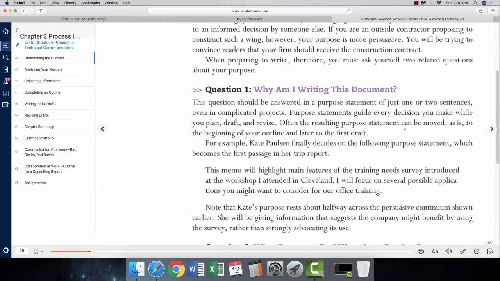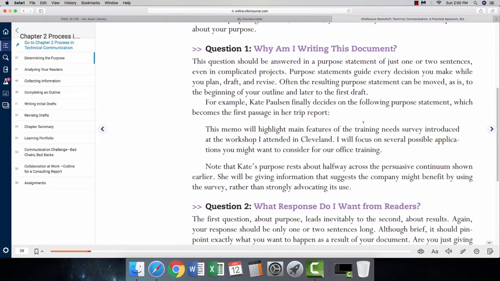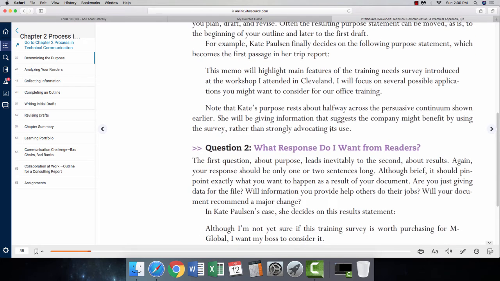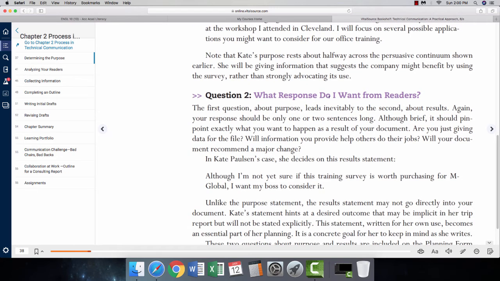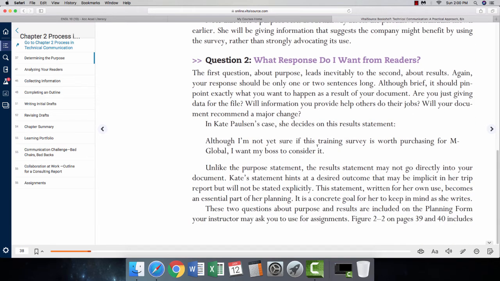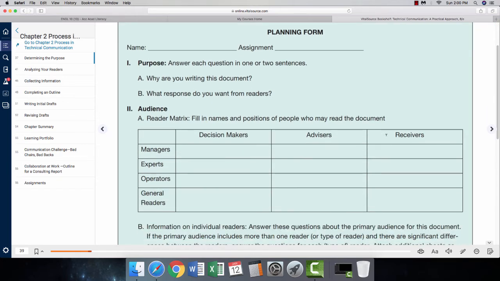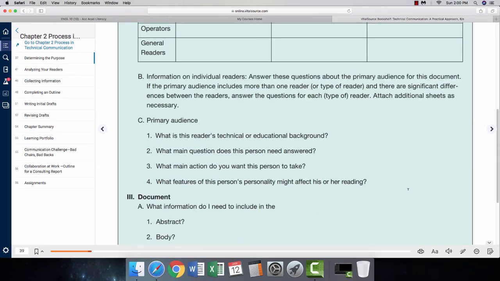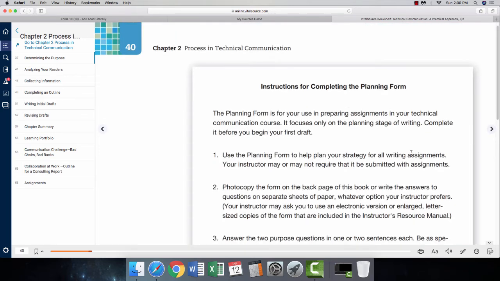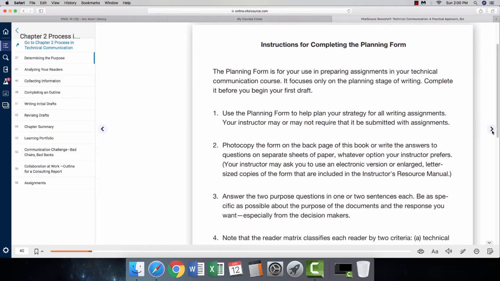You want to ask yourself, why am I writing this document? And have a good purpose for it, one that is field related, informative, and useful. You want to think about who your readers are and what response you want to have from them. This is all part of the planning. Your book offers you this nice planning form that helps you to break down who your audience might be. If this is inside of your organization, who makes decisions, who advises, and who in your organization might be receivers who read the information and then presumably do something with it. So the planning form is very, very nice, and you have instructions for completing that planning form.